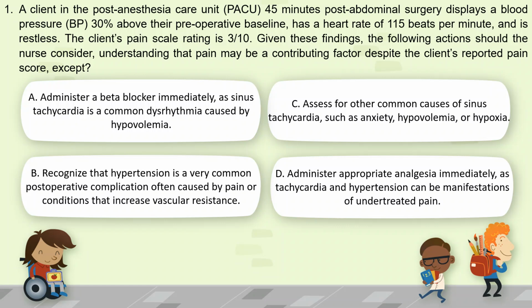So what is wrong here is option letter A, because beta blockers may be given for sinus tachycardia, but the primary treatment is for the underlying cause, such as pain, anxiety, hypovolemia, or hypoxia. So in that case, we're focusing more on letter A as the best answer, because that is not focusing on hypovolemia, but the focus here is basically on sinus tachycardia. So the best answer for number one, letter A.